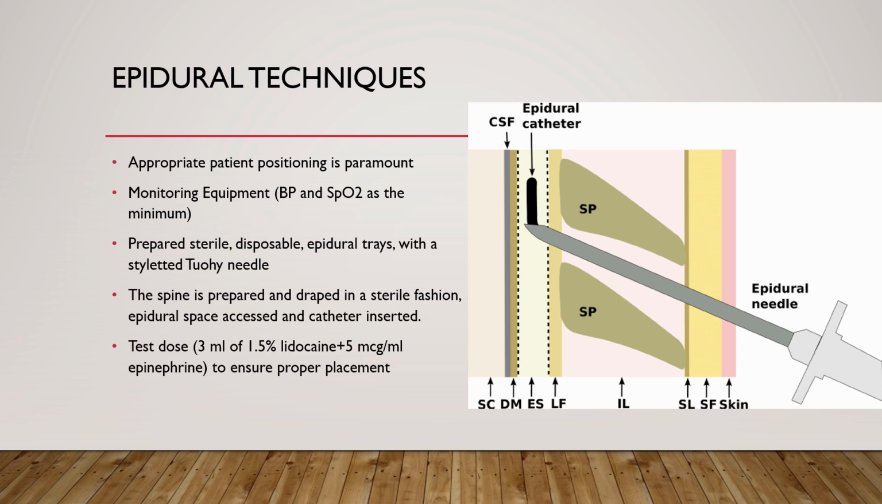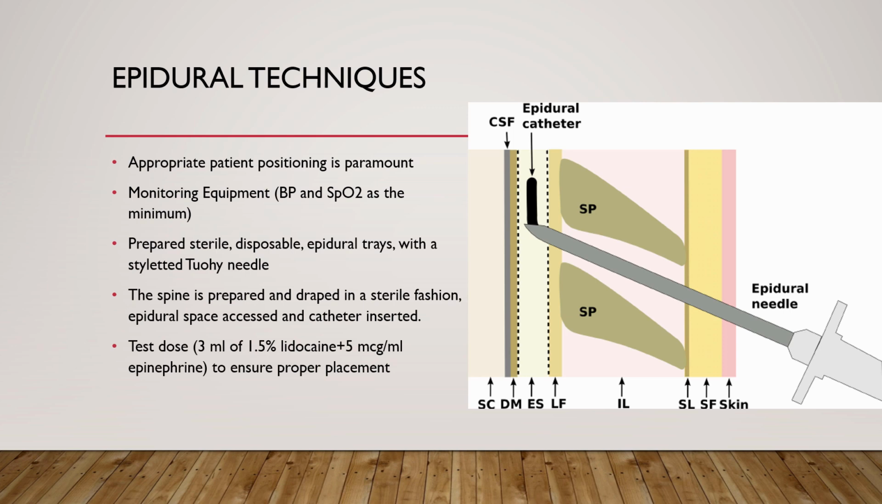There are prepared sterile disposable epidural trays with styletted 2E needles, which are curved-tip needles to reduce accidental dural puncture, and they have made the prep pretty straightforward. The spine is prepped and draped in a sterile fashion. Different techniques may be used to identify the epidural space, usually loss of resistance to air or saline. That's the most common approach, but we can also use ultrasound. The most commonly used approaches to the epidural space are midline and paramedian though.